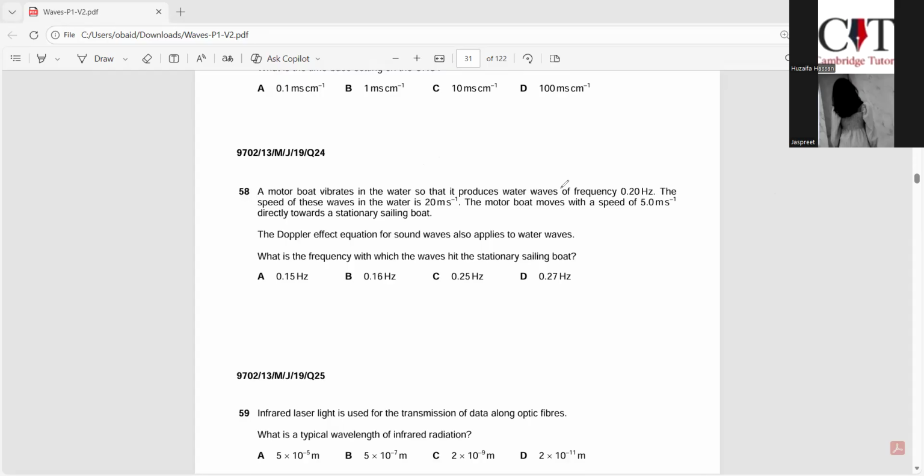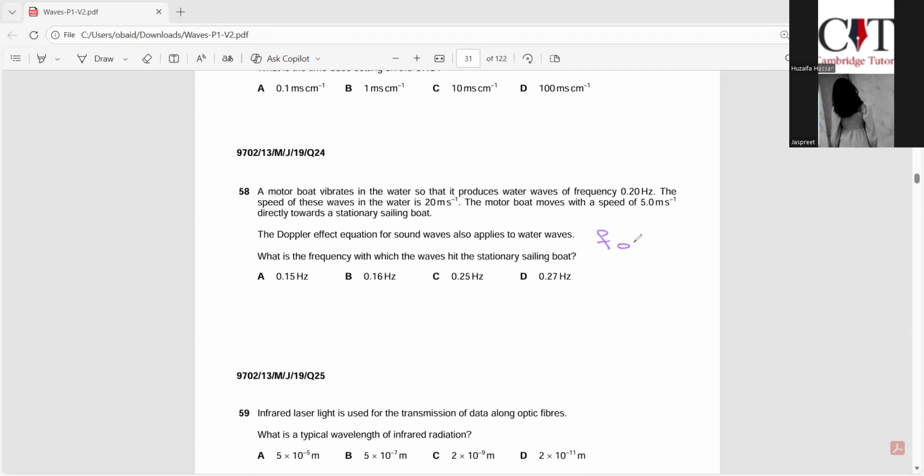So here they have done one thing. They changed the sound waves to water waves. They are saying that Doppler effect also applies to water waves. So now the formula would remain the same, but something would change. What? Instead of speed of sound, we will be taking speed of water, right? Yes. So they have done this thing in this question.